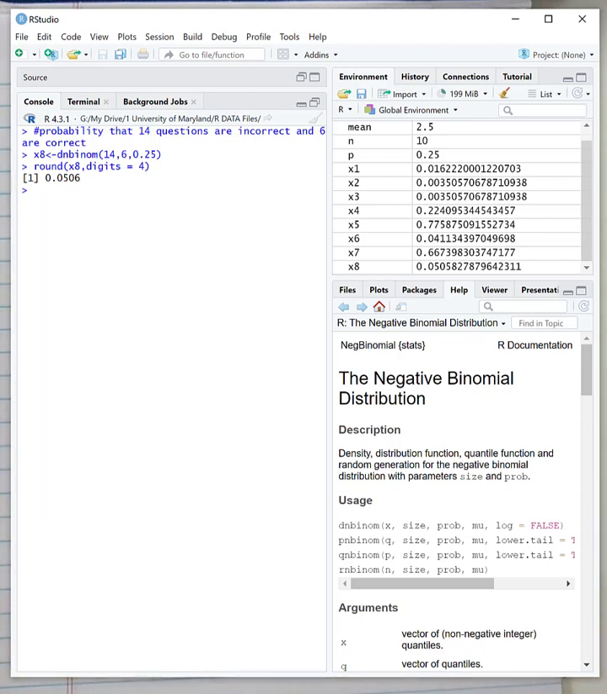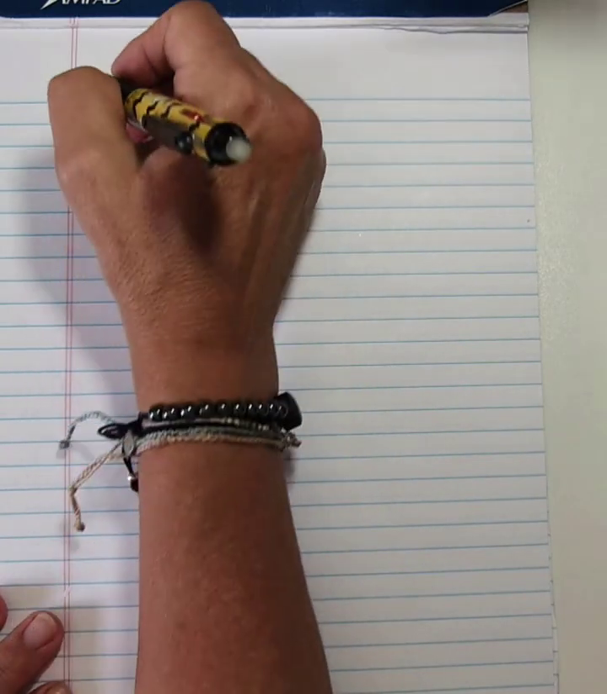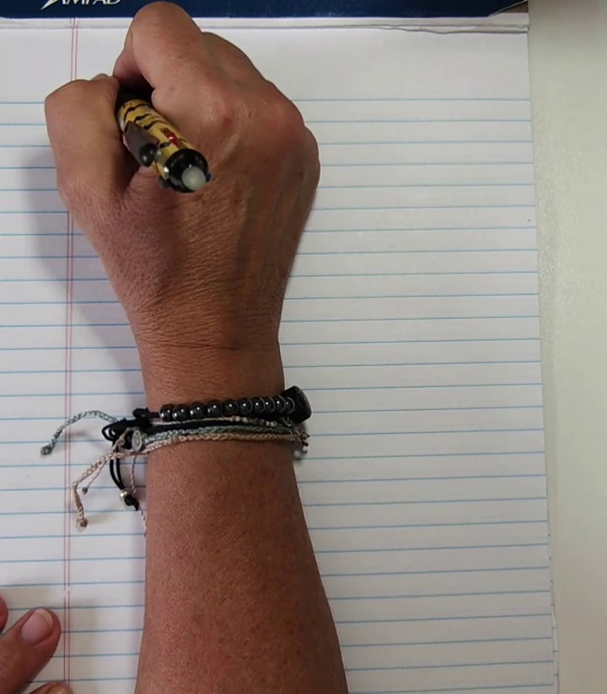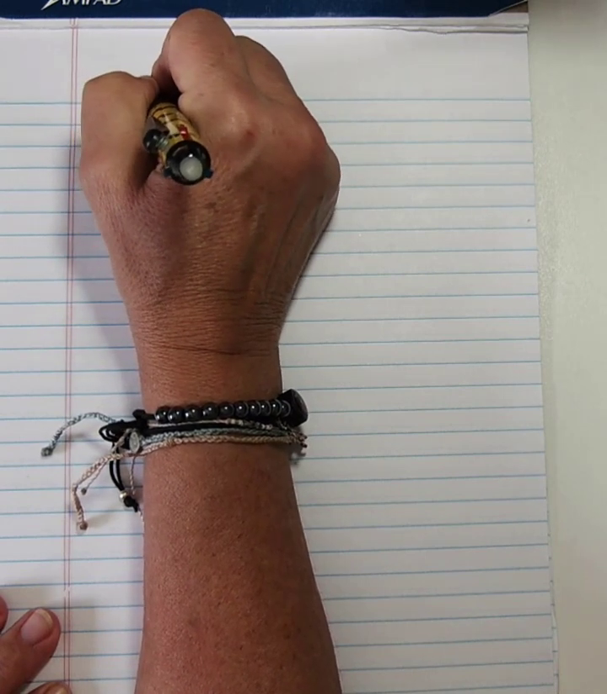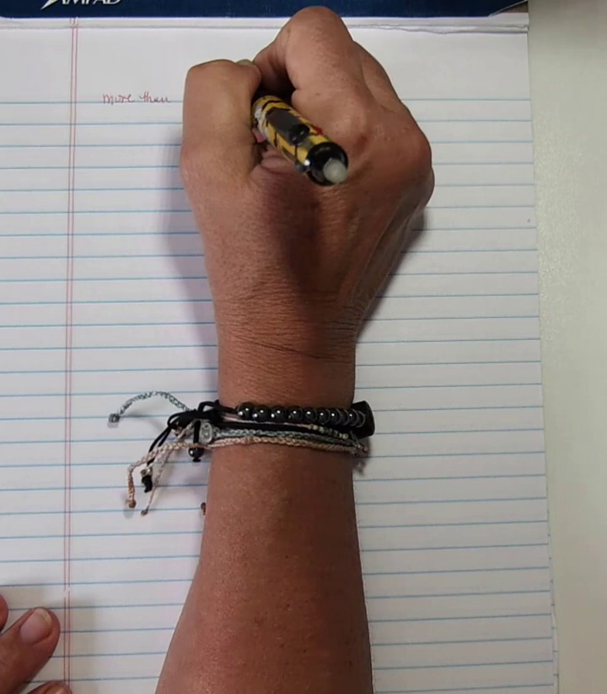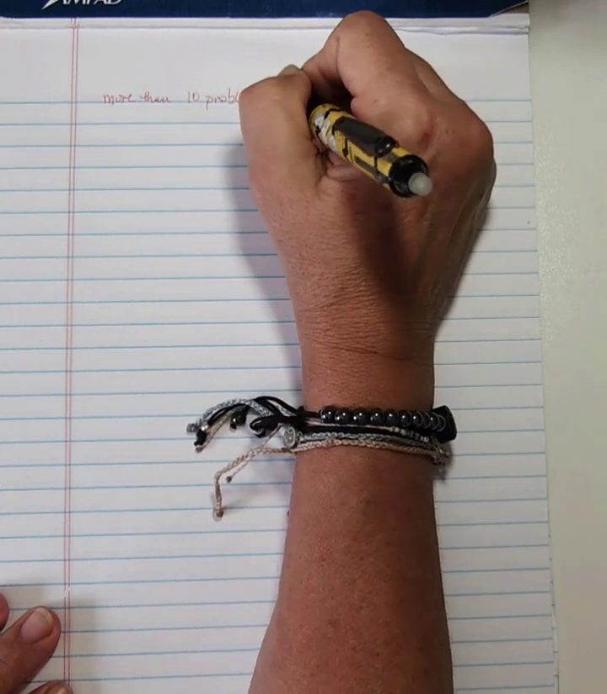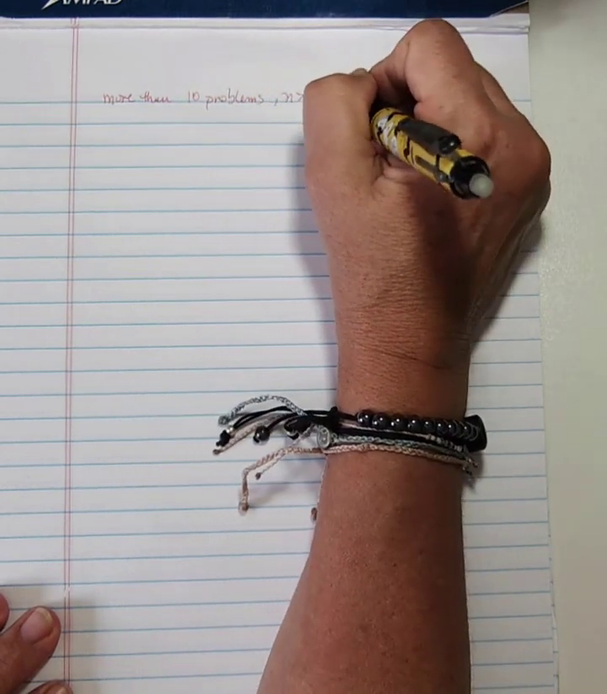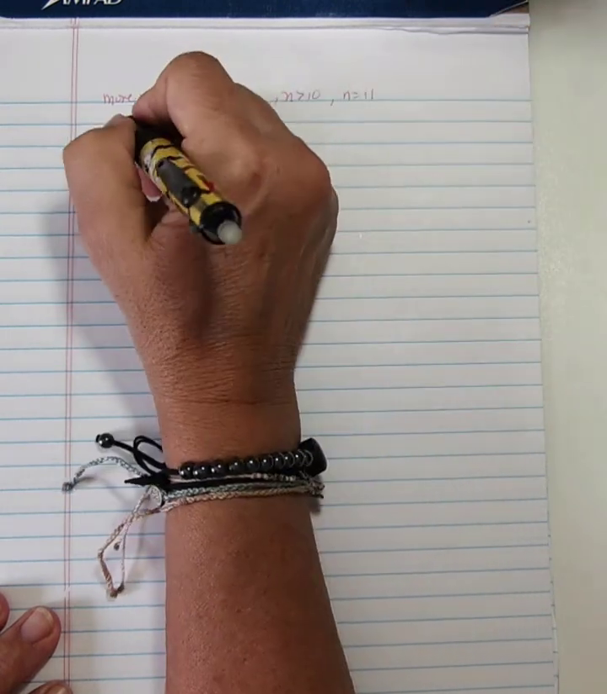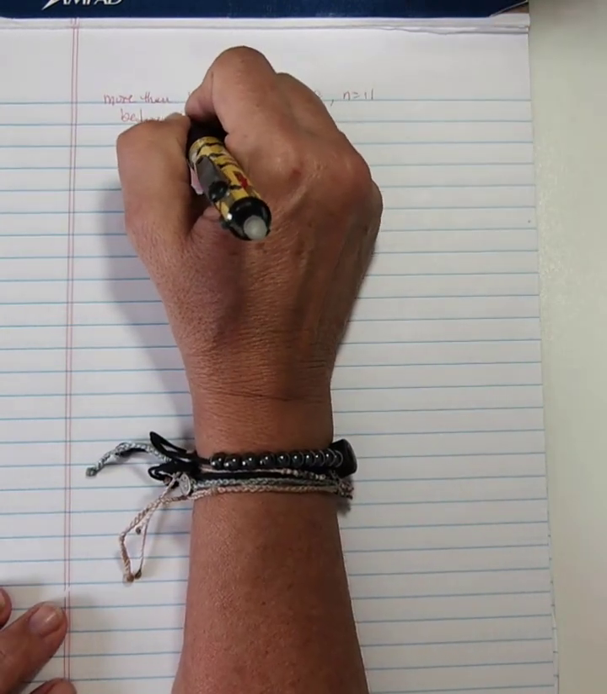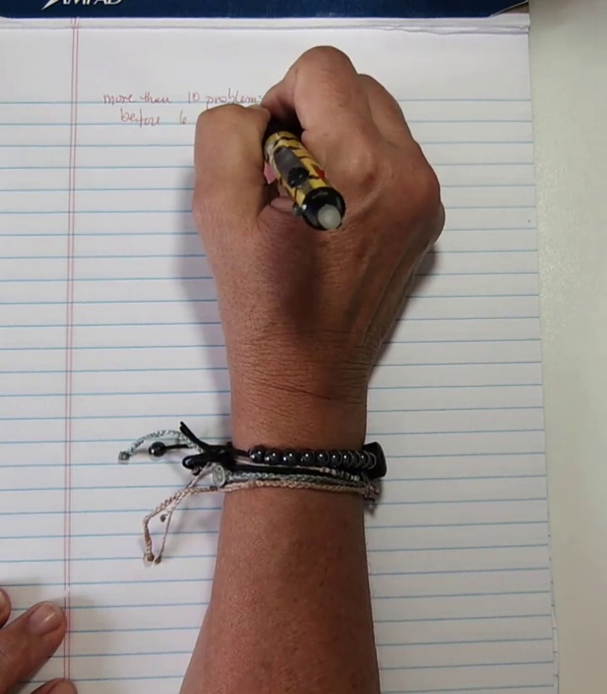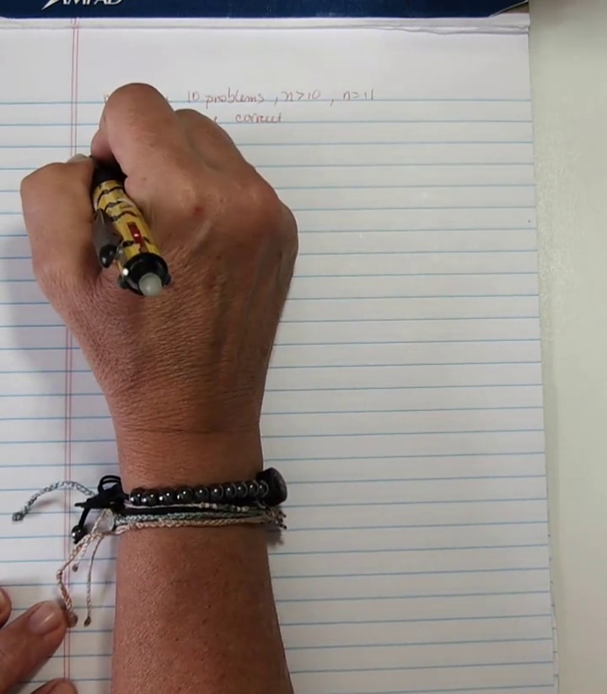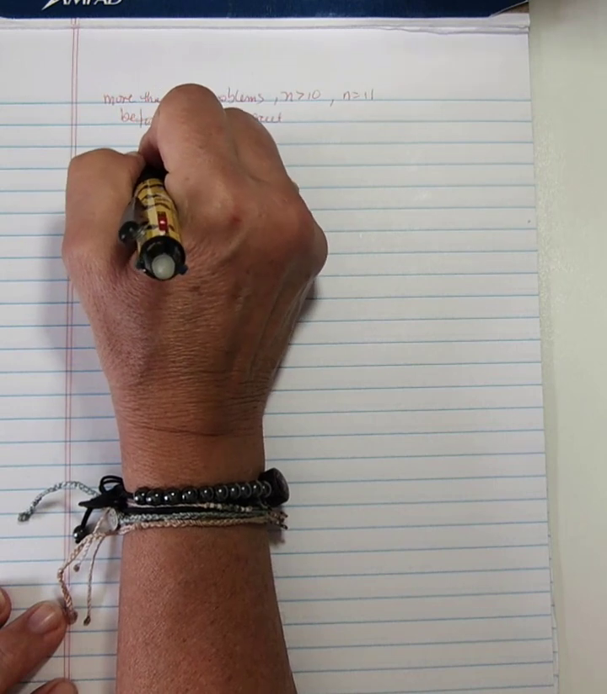Now let's look at a different type of problem. Still negative binomial, but a different question. So we want to find out the probability of having more than 10 problems on the test before somebody passes, before they get 6 correct. Again, let's think about what happened. We want to find the probability of more than 10 problems on the complete test. So that's our n, is greater than 10. That is n equal 11 before 6 are correct.